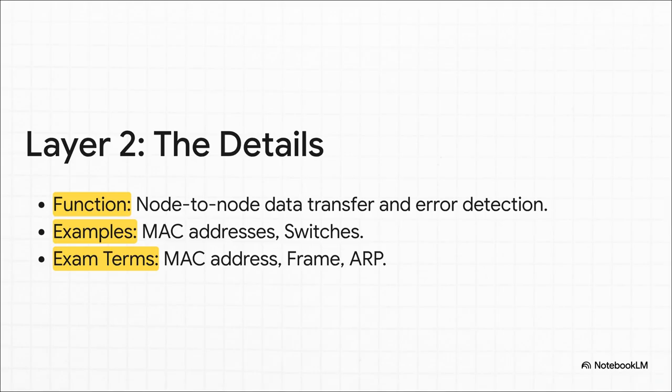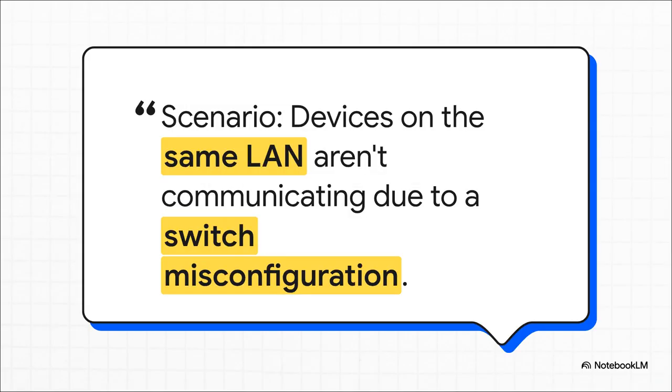The hero of this layer is the network switch. It's like a super fast local mail sorter. For the exam, you gotta know frame and ARP. That's the magic protocol for figuring out which MAC address goes with which IP address. So here's your troubleshooting scenario. 2 PCs are plugged into the same switch, but they can't ping each other. The cables are good, so it's not Layer 1. The problem is almost certainly at Layer 2. Maybe a bad port on the switch, or a VLAN is set up wrong.